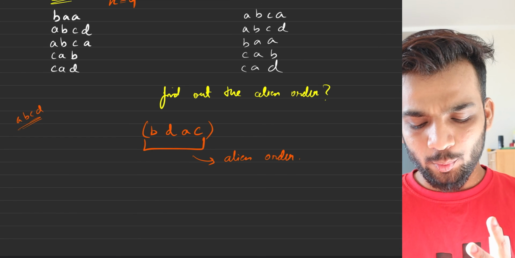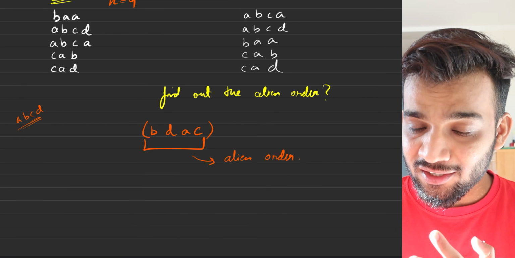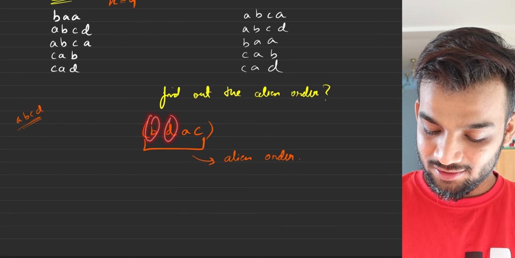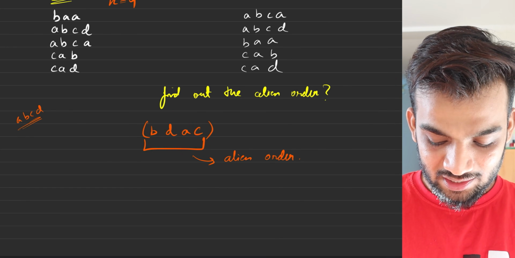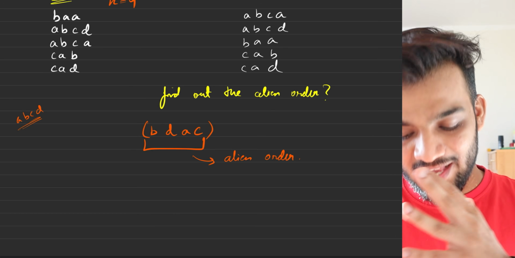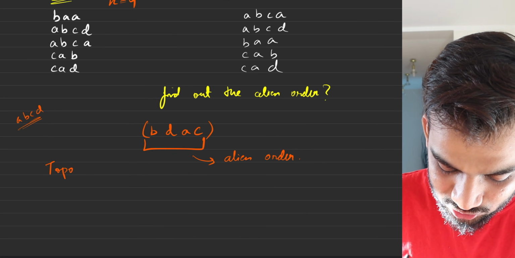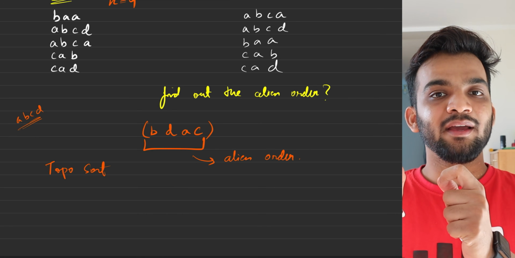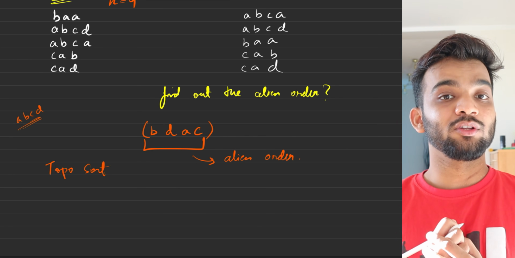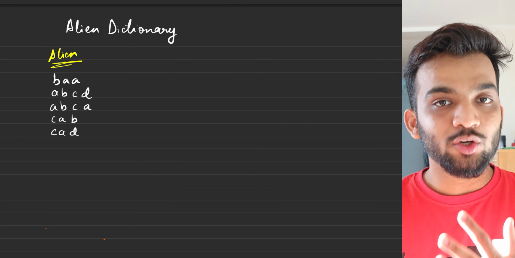Now, the question is something which says something before something, isn't it? B before D, D before C, A before C, something before something. Which algorithm? Yes, you said it correctly. It's nothing but the topological sort algorithm. We apply the standard topological sort, and if we apply that, we should be able to solve this problem. Now, the question boils down to how we apply the standard topological sort.